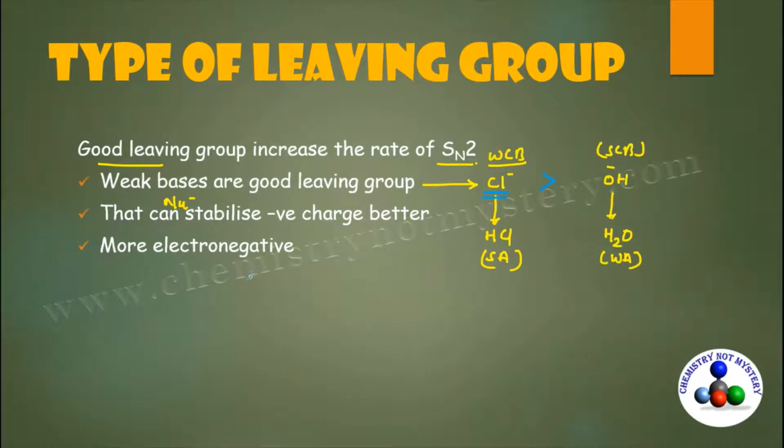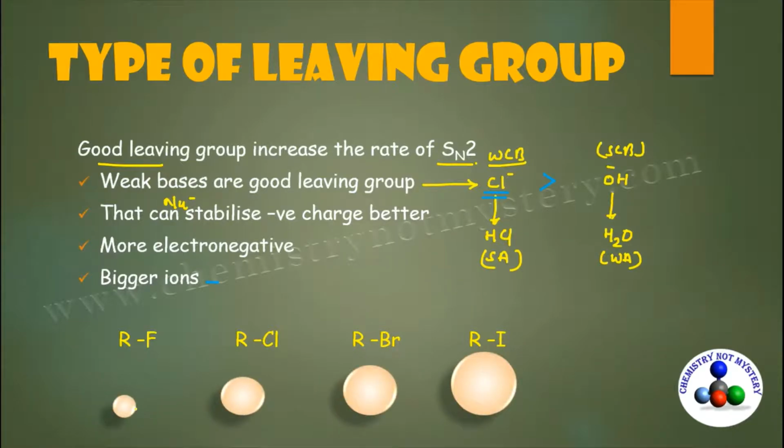Now, if electronegativity is the same, then you have to compare the size of the ion. And bigger ions are better leaving groups because they can disperse negative charge over a large volume. So let's try to apply these rules to compare the leaving ability of different alkyl halides. When you compare the electronegativity of different halides, they all belong to the halogens, so they all have comparable electronegativity. But there is a huge difference in their size. Fluorine is the smallest one while iodide is the biggest one.